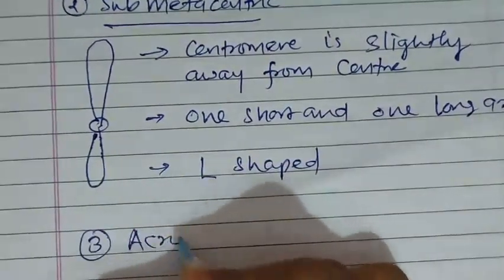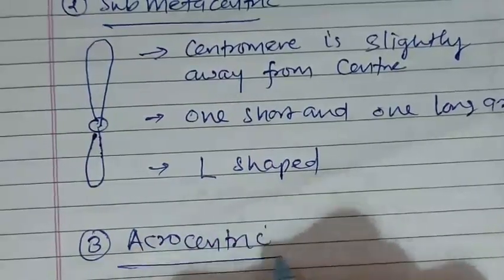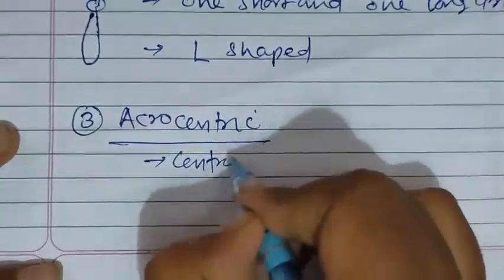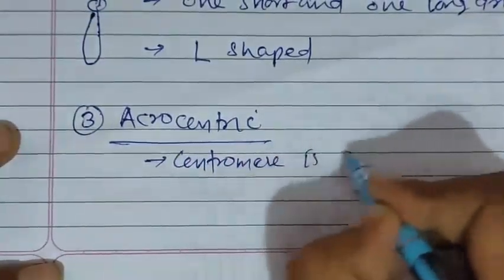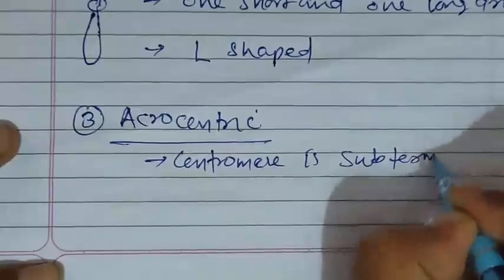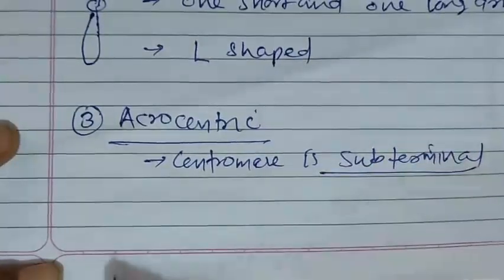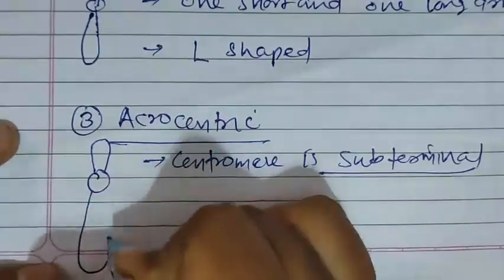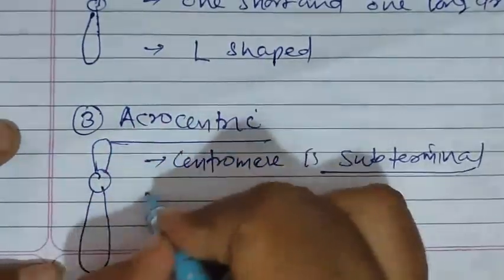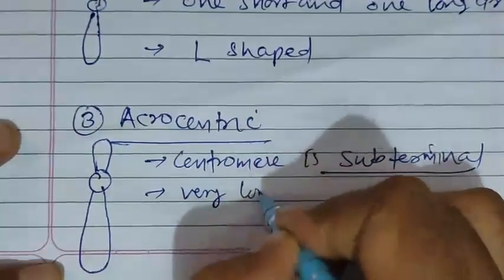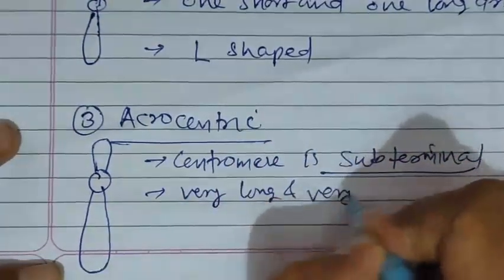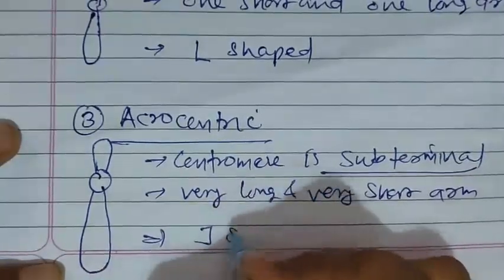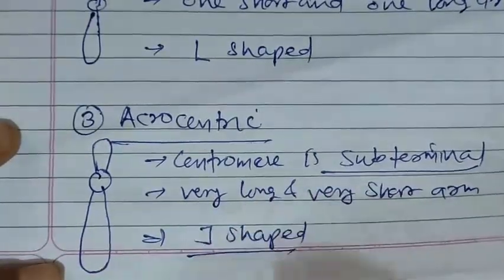Third is acrocentric. Acrocentric means here centromere is subterminal, means near to the terminal position. So here you can see this is suppose very long, so it leads to the very long and very short arm, and these are J-shaped chromosome during the anaphase.